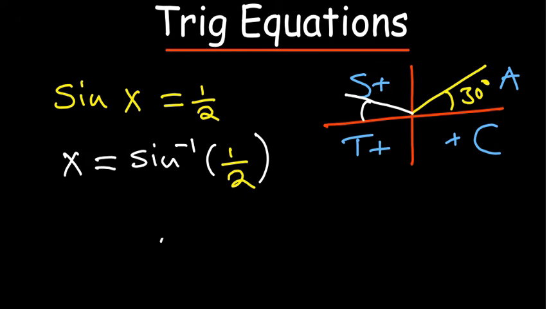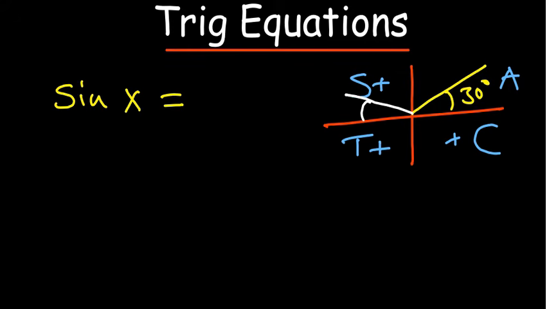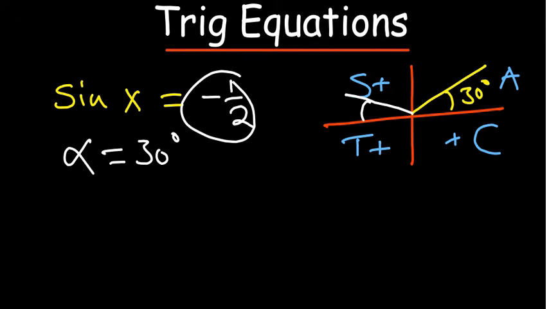What if I try to change something about this? What if I add a negative 1 over 2 instead of a positive 1 over 2? In such a case, ignore the negative. We understand that the angle able to give us a positive, we'll call it alpha, is 30 degrees again. 30 degrees is capable of giving us a positive 1 over 2. Now we're not interested in the positive one, in this case it's negative, so we'll just use that as the reference angle.